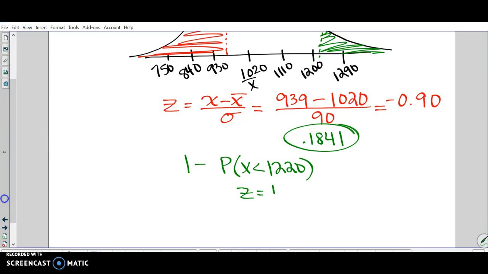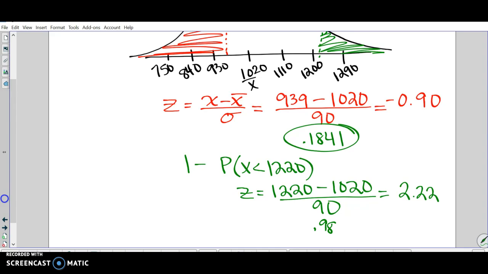So my x now is 1220. I still have the same mean, which is 1020. And I'm going to divide it by the same standard deviation, which is 90. So 1220 minus 1020 divided by 90 gives me 2.22, rounding to 2 decimal places. And back on my z-score table, 2.22, I'm going to go over and then go over right twice. That's 0.9868. But that's not my answer.